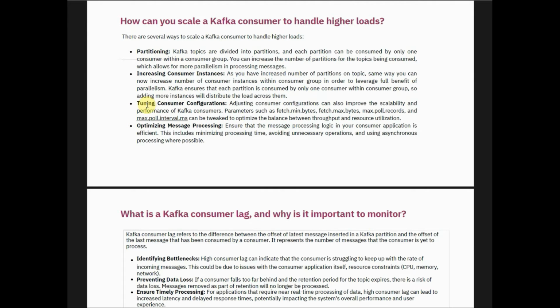Then we can optimize the performance by tuning some configuration parameters, adjusting properties like fetch.min.bytes, fetch.max.bytes, max.poll.records, and max.poll.interval. This will bring a balance between throughput and resource utilization. Then the last one is optimizing message processing. This ensures the message processing logic in your consumer application is efficient. This includes minimizing processing time, avoiding unnecessary operations, and using asynchronous processing wherever possible. By following these steps, we can scale a Kafka consumer to handle higher loads.